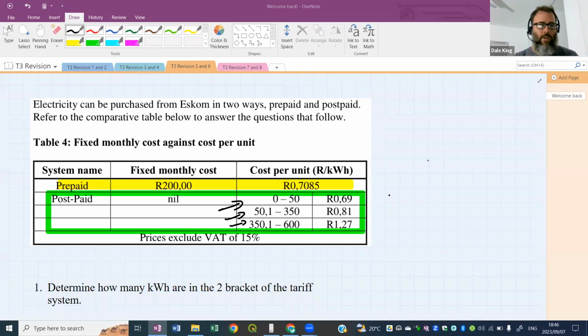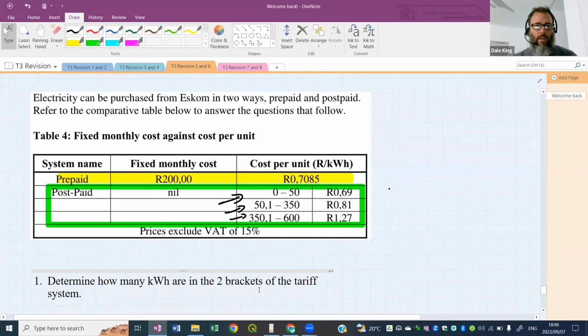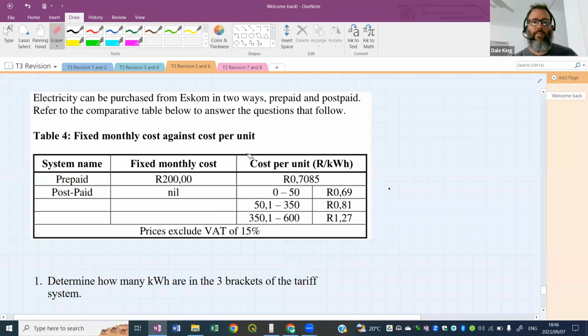All right, the other questions. Determine how many kilowatt hours are in the two brackets of the tariff system. Sorry, it should be plural. How many kilowatt hours are in the two brackets of the tariff system? In fact, let's do all three. How many kilowatts in these brackets? It's a useful thing to do, especially if you get a question. Here's a certain number of kilowatts. Calculate the total. Now, one thing I want to pay your attention to. You can call it income and expenses. Yes. One thing I want to draw your attention to.